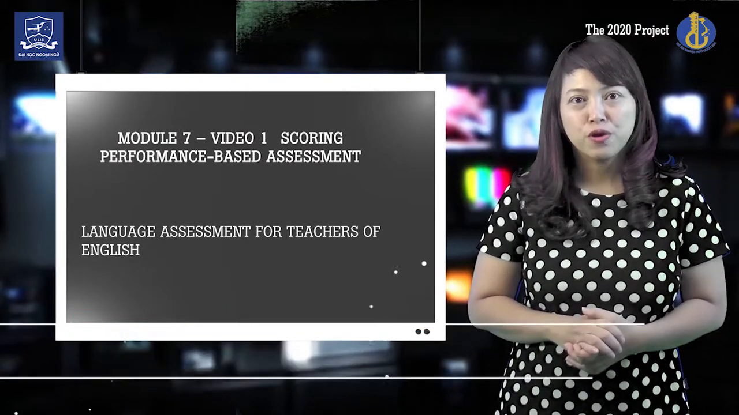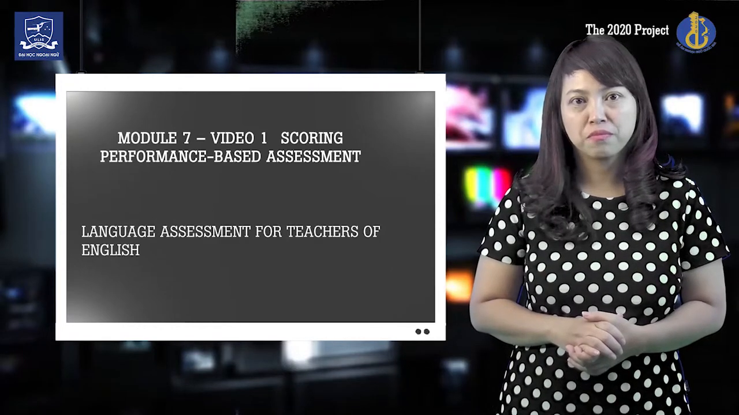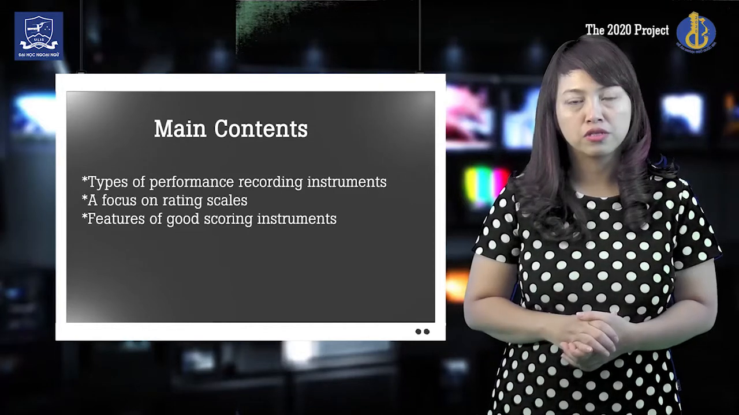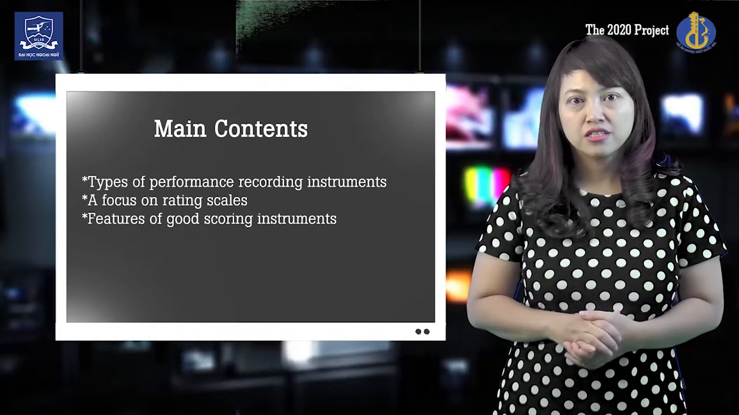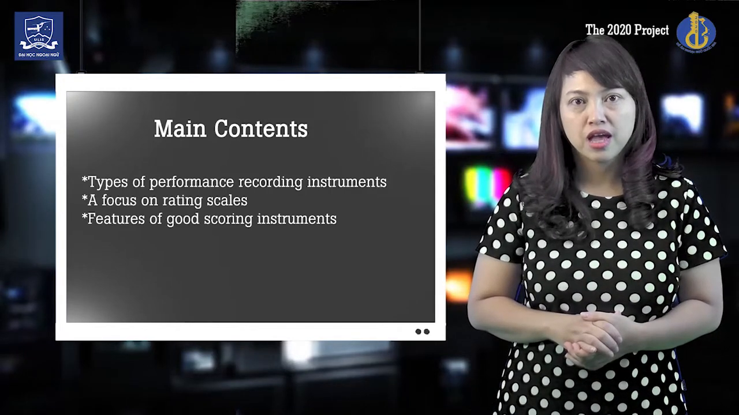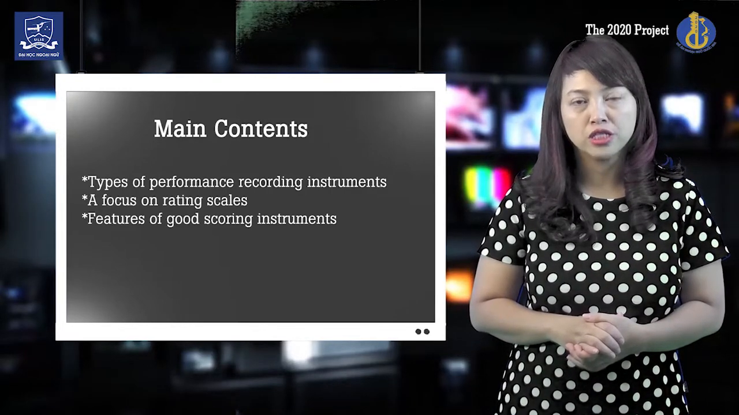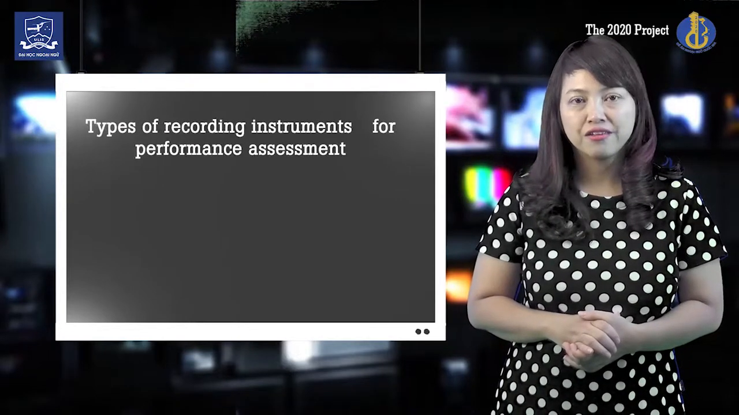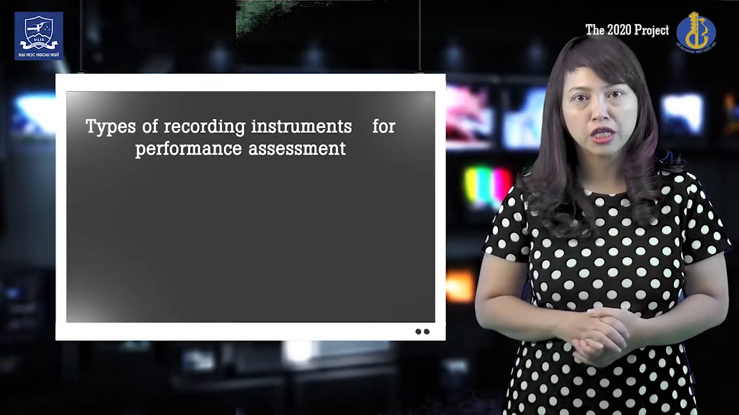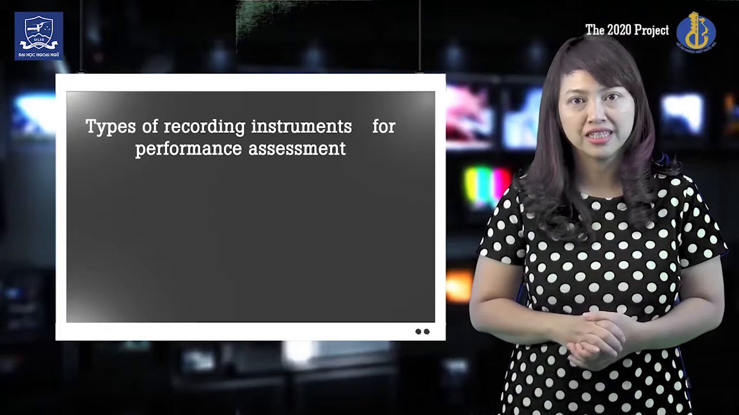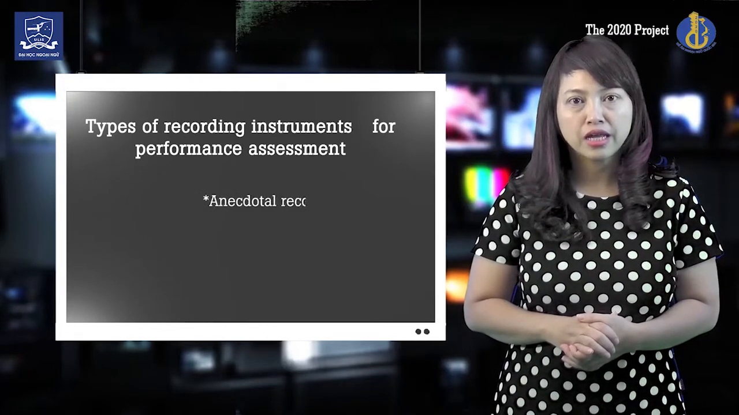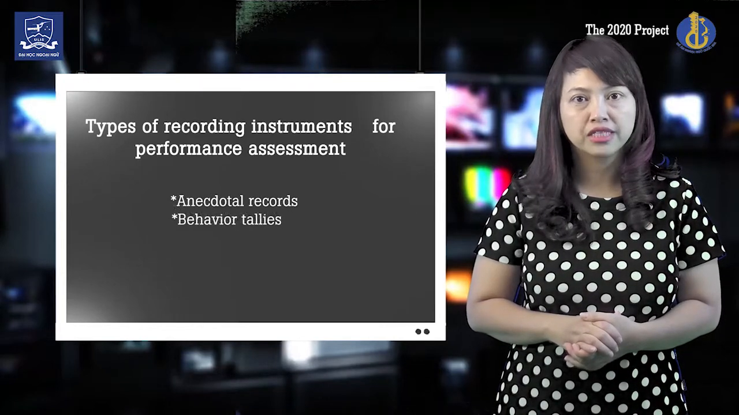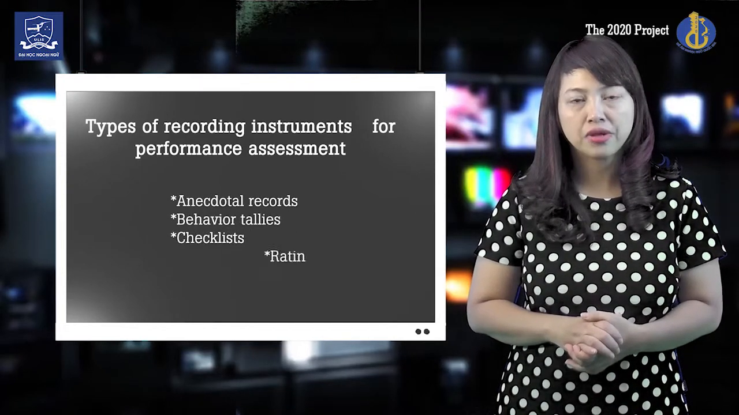In this module, we focus on how to score performance-based assessment questions. Our main discussion will be on the types of instruments for recording student performances, the different types of rating scales, and the features of good scoring instruments. Firstly, there are a number of ways teachers can use to record student performances or to collect information of student learning: anecdotal records, behavioral tallies, checklists, and rating scales.